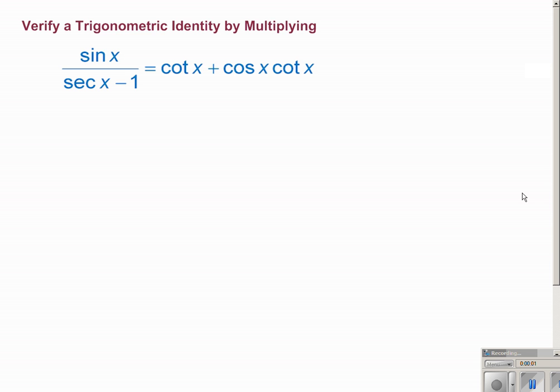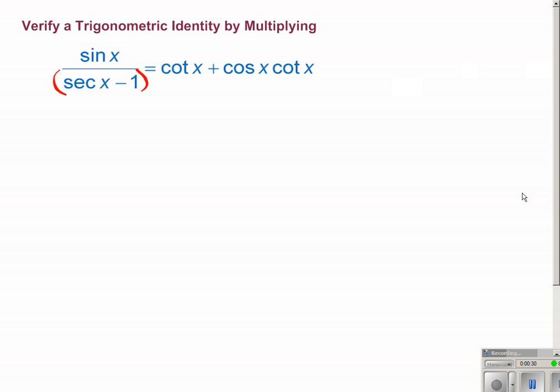The next identity we're going to verify by multiplying. We see that both sides look a little bit complicated. When that happens, if one side has a fraction, that's probably the side that you want to work with. So we're going to take this, and seeing this secant x minus 1, we've seen that before, and we know if we multiply that by its conjugate, then we're going to get a secant squared minus 1, which gives us tangent squared. So that seems like a good way to go.